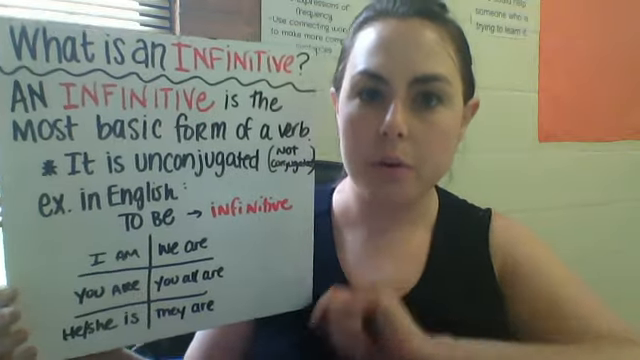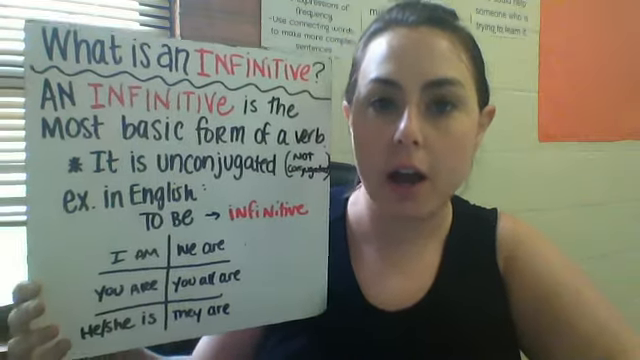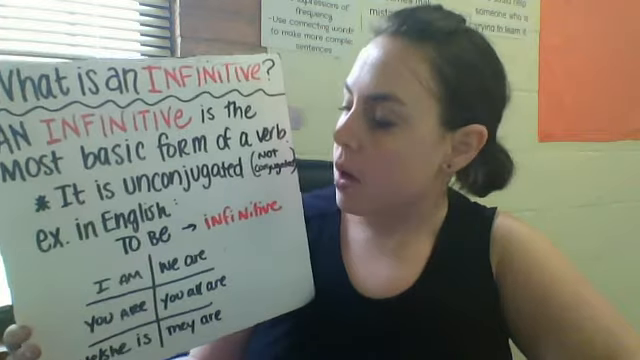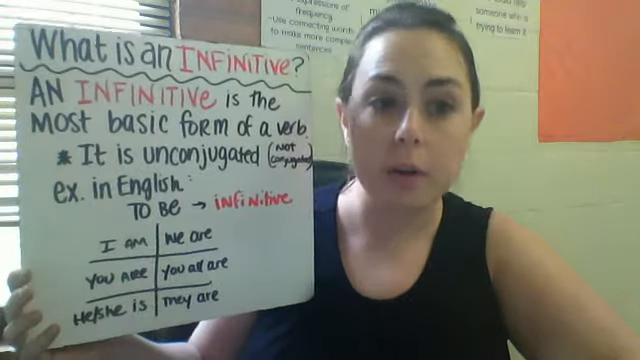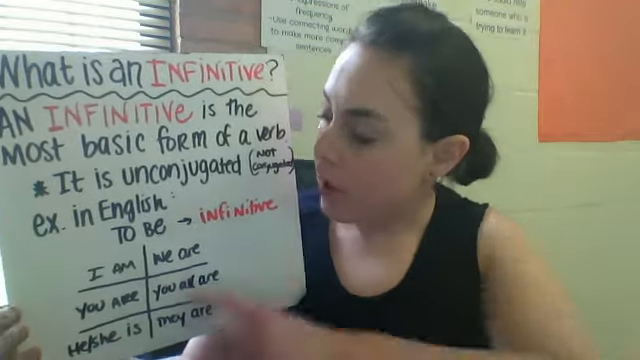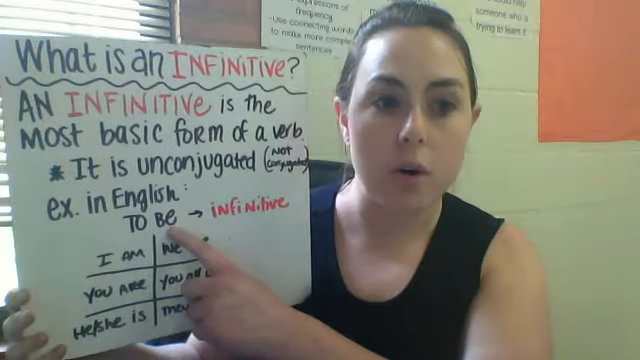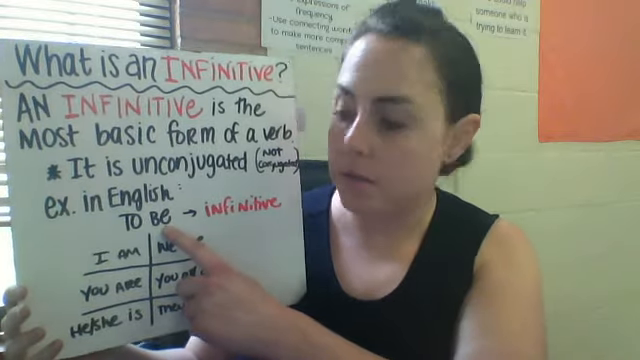We've already learned a little bit about conjugation in learning how to conjugate the verb ser. We've learned that the verb ser means to be, and that this is the infinitive form, okay? To be is the infinitive.